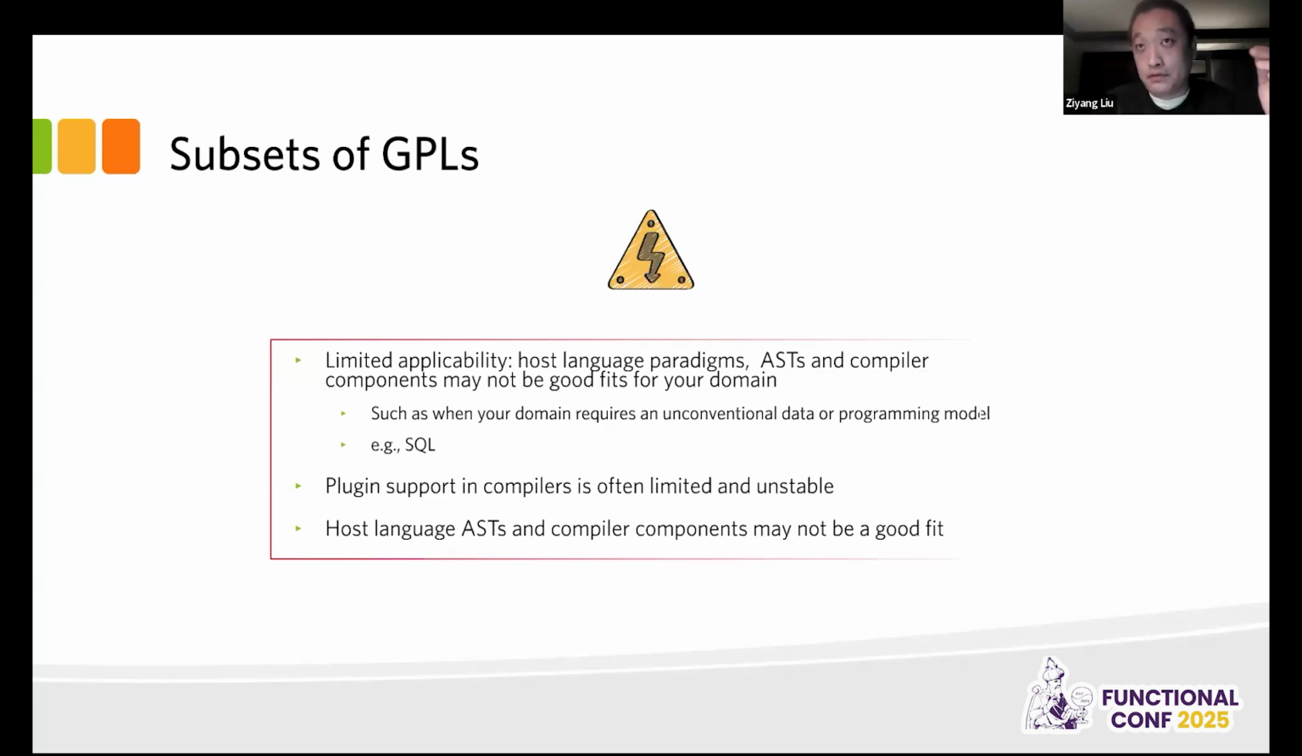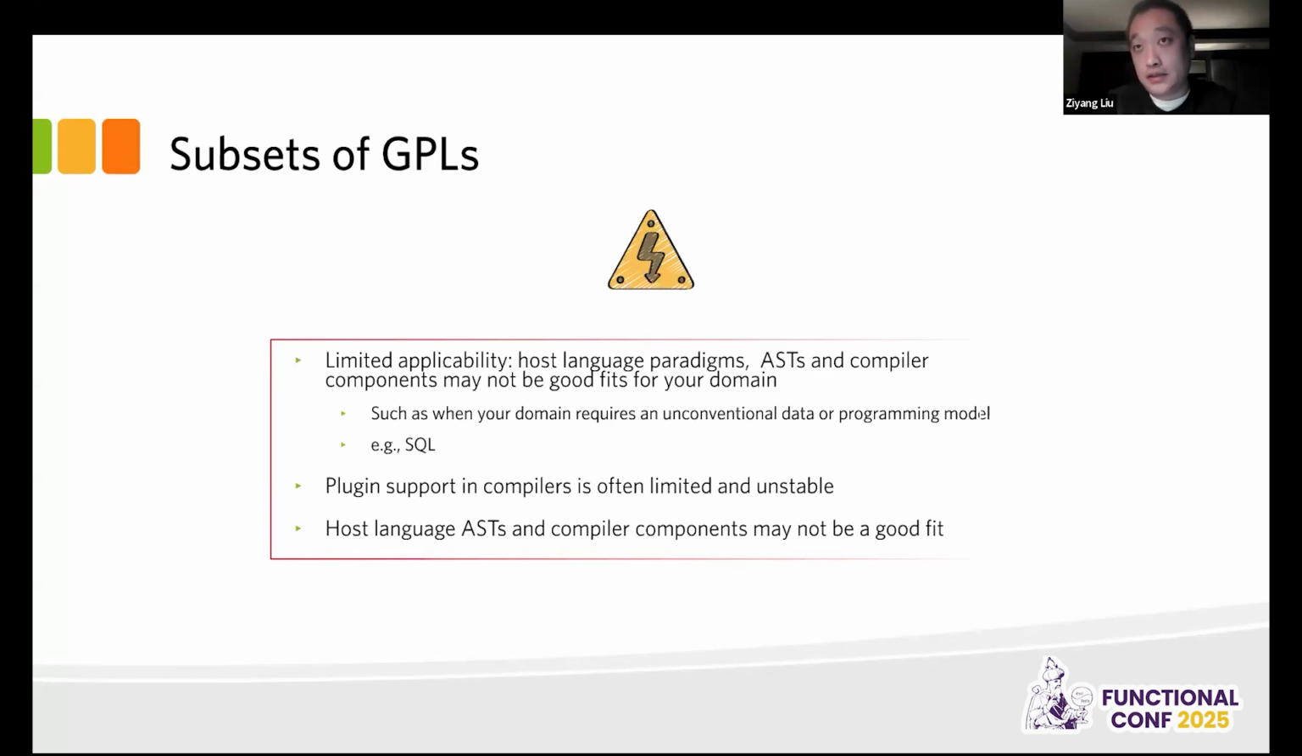So for simple things, that's probably okay. But as things get complex, that's inefficient or both. And I think that's why a lot of people don't like ORMs. They really just want to write plain SQL for that reason. So that's number one. Number two, plugin support. This is specific to the compiler plugin method. Plugin support in compilers is often limited and unstable. The Haskell compiler GHC, I think, is one of the better compilers for writing plugins.